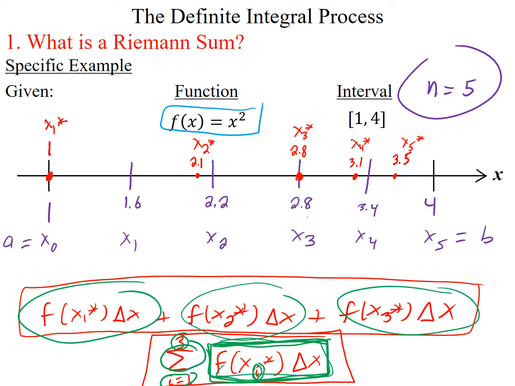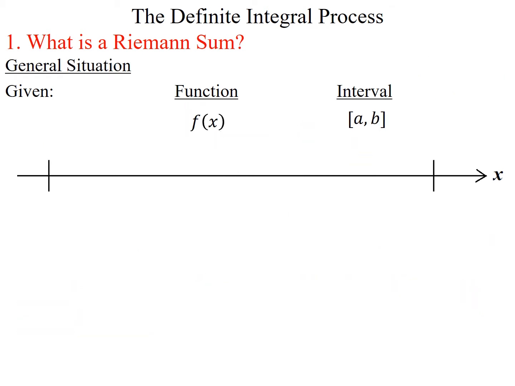All right, so hopefully it's making some sense what a Riemann sum is, and some notation, and this nice compact way of writing it. Let me go talk about this in the most general situation. So now I'm not giving you a function. Instead of me writing x squared, I'm just writing f of x. Instead of me giving you a specific interval like 1 to 4, I'm just saying the interval is from a to b.